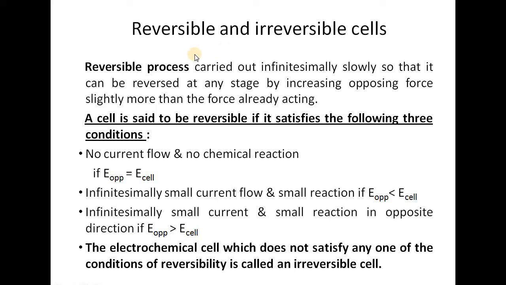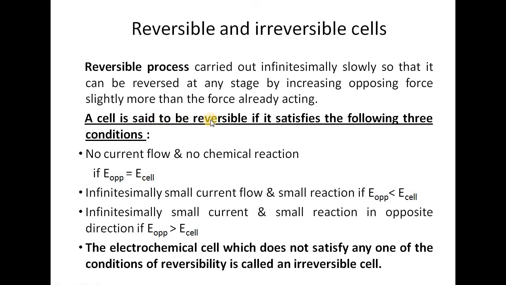Now the next concept is the concept of reversible and irreversible cells. So first of all, we must know what a reversible process is. A reversible process is carried out infinitesimally slowly, so slowly that it can be reversed at any stage by increasing the opposing force slightly more than the force already acting. So a cell will be said to be reversible. Now we are talking about the cell.